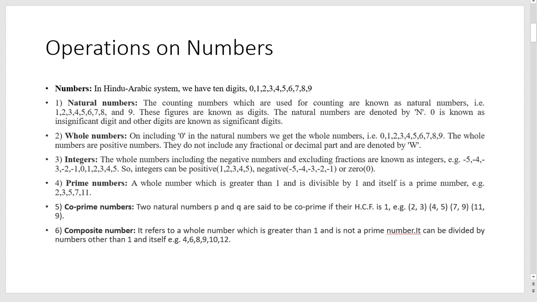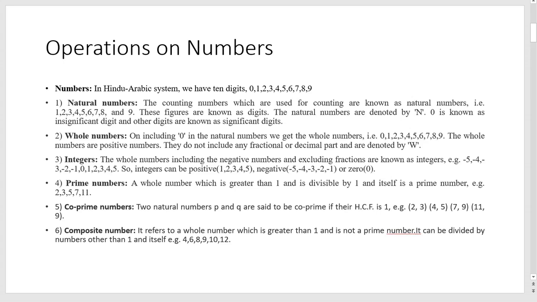Okay, next one is co-primes. Two natural numbers p and q are said to be co-primes if their HCF is 1. If two numbers A and B have an HCF of 1, then we can say that they are co-primes, like 2 and 3, 4 and 5, 7 and 9, 11 and 9. These are co-prime numbers.